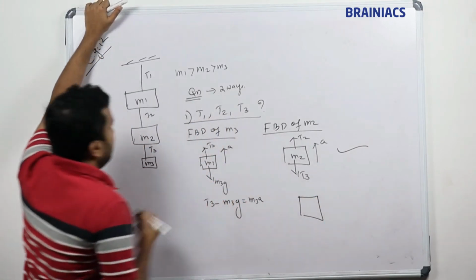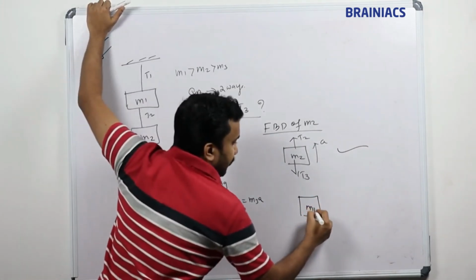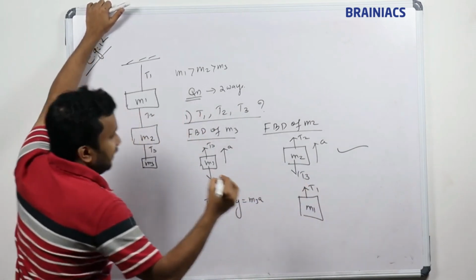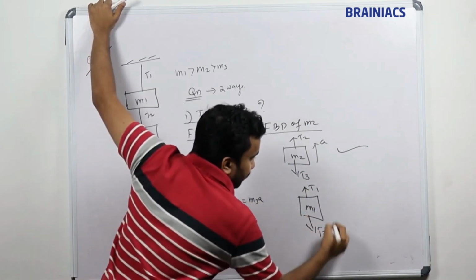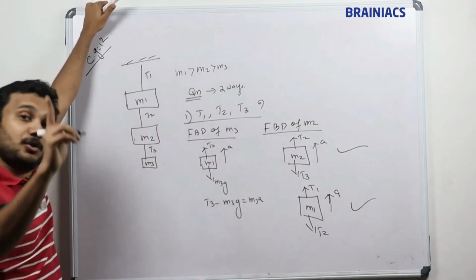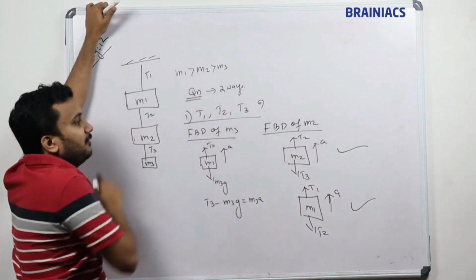Another option is that what? Another option is, if you are drawing the free body diagram of M1, the T1 value has to be found, and here T2 will also be there, and the body acceleration will be here. This is also an option. And you have one more option to find out the value of T2.